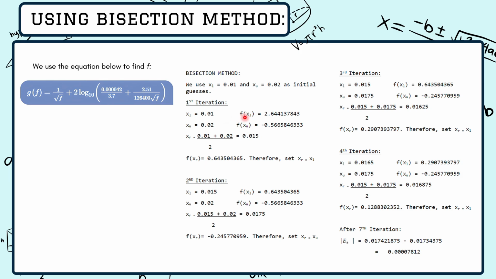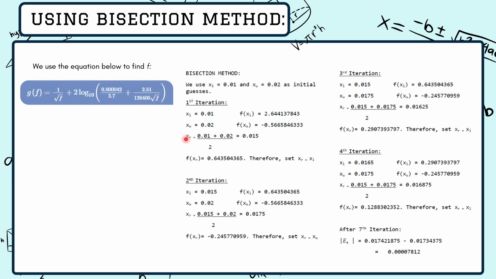Then to get the function of x sub l, we plug this x sub l into this equation to get the value of the function of x sub l. Then to get the function of x sub u, we plug this value into this equation to get the value of the function of x sub u, equal to this number.